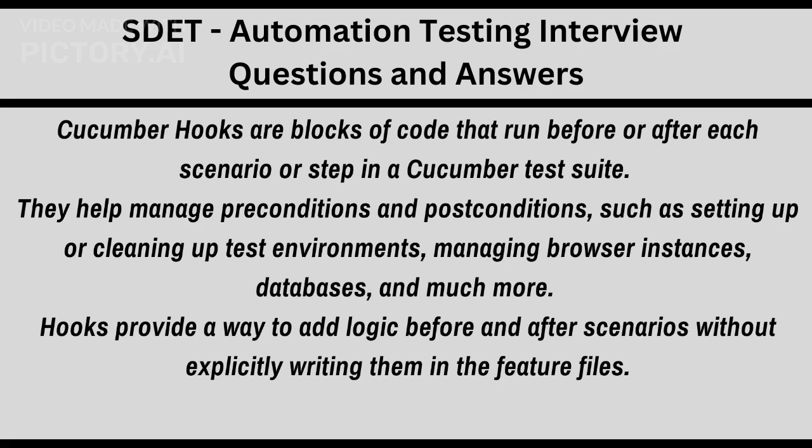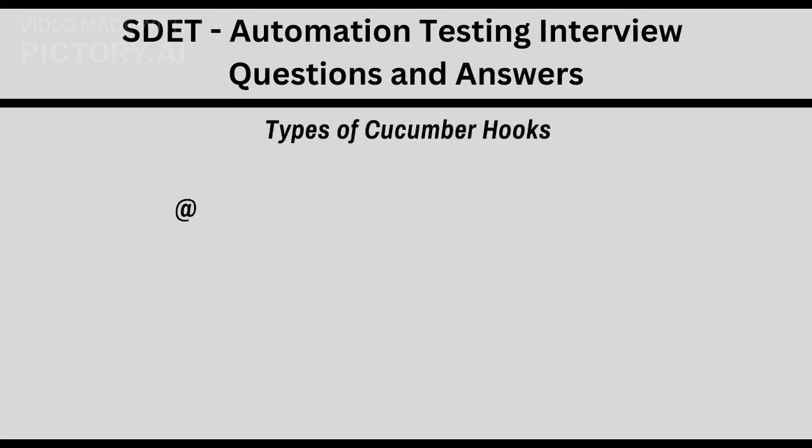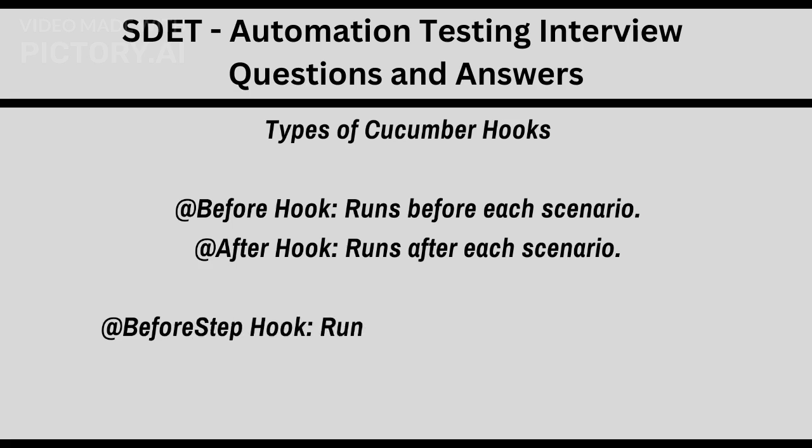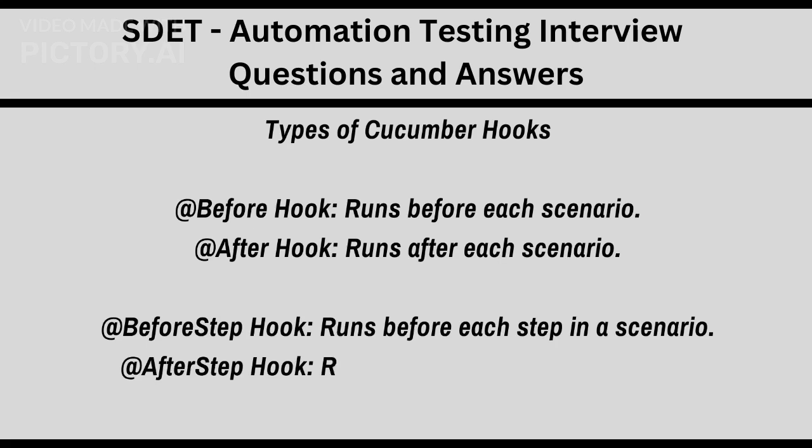files. Types of Cucumber hooks: @Before hook, runs before each scenario. @After hook, runs after each scenario. @BeforeStep hook, runs before each step in a scenario. @AfterStep hook, runs after each step in a scenario.